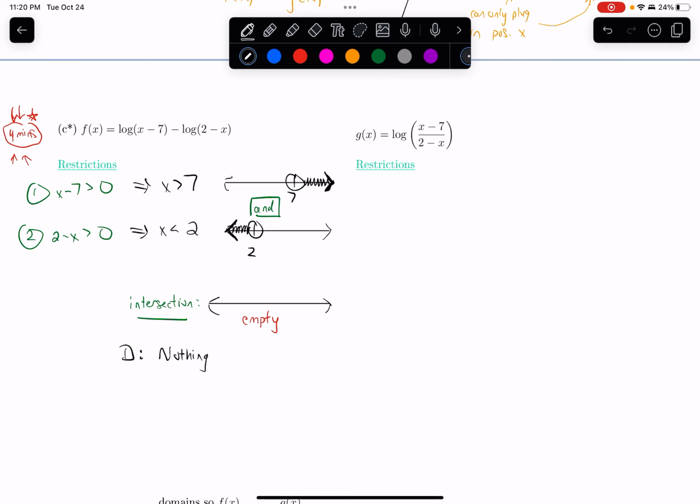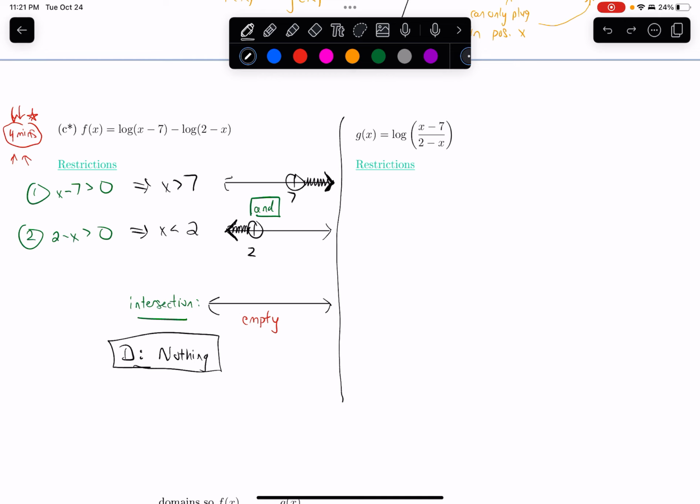What that means in terms of these logs is, no matter what number I try to plug in, at least one of the logs will end up having a negative number inside. That's unavoidable. If I try to make this one positive inside, the other one ends up being negative, and vice versa. So the domain here is nothing.